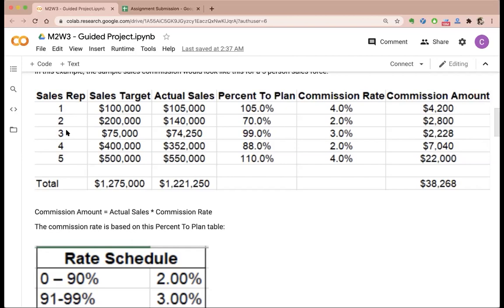Okay, so I need to generate, let's say there are 500 representatives, I need to generate 500 random values. So what is the best way to generate 500 random values for sales target? Yeah, so Monica says we can take a random value between 100 to 500. So you're basically saying uniform distribution, right?